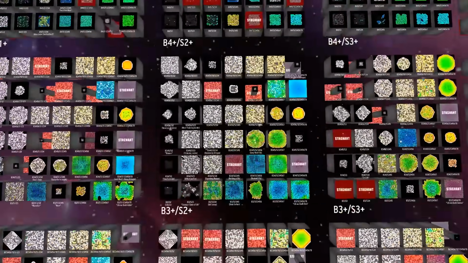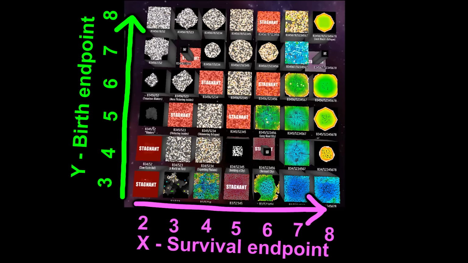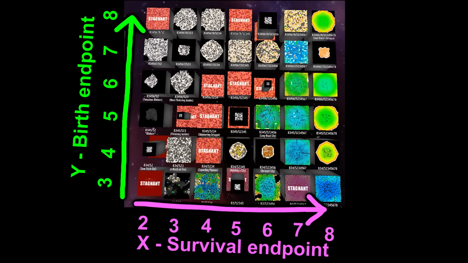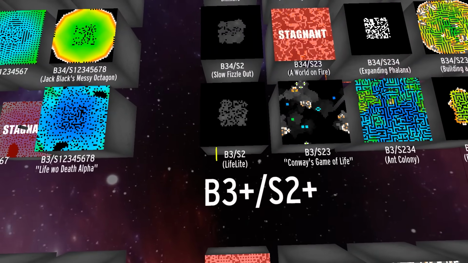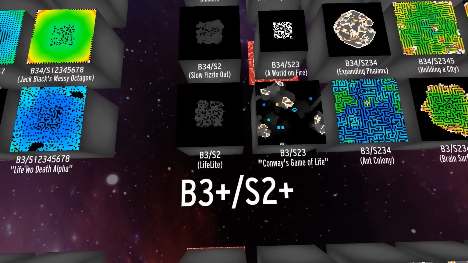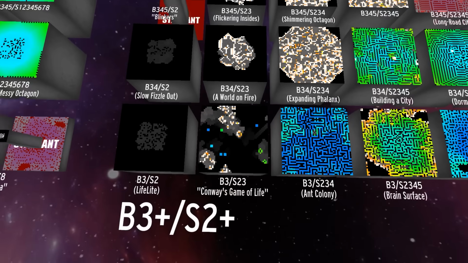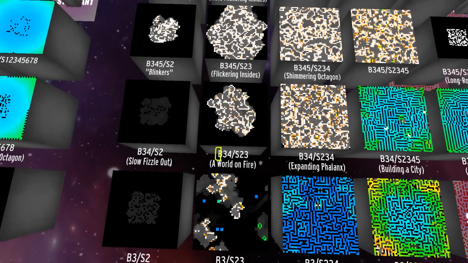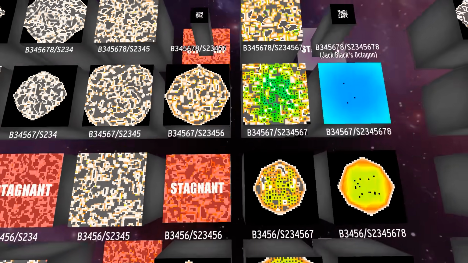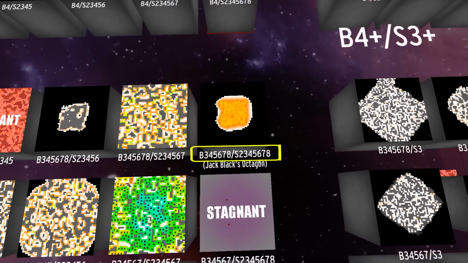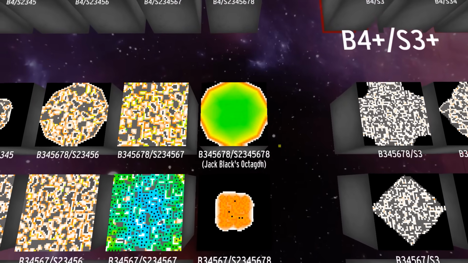So, the universes in each family have the same birth and survival start points. The x and y locations within a family tell you how high the endpoints of the ranges go. So that's why Life-like in the lower left corner is just B3S2, but then moving rightward increases the survival endpoint to B3S23, and then moving upward increases the birth endpoint to B34S23. And then if you keep doing that, you eventually reach the upper right corner, which as expected is B345678 the max, S2345678 the max. And that's basically it.